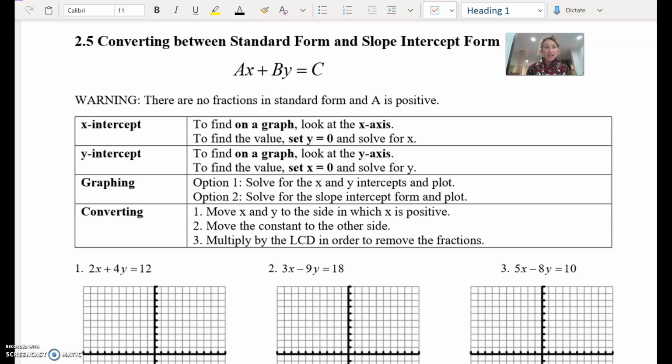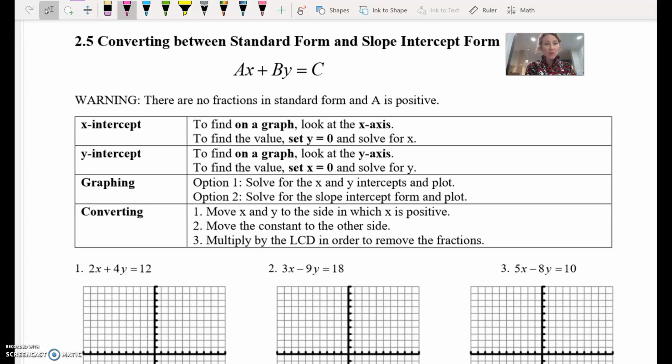Hi students, we're looking at note section 2.5, and that has to do with standard form. We are going to investigate a little bit more about standard form. But first thing to know is this is what standard form looks like. It's ax plus by equals c, and there are no fractions. And the a value is always positive. And so you can see numbers 1, 2, and 3 are all in standard form.